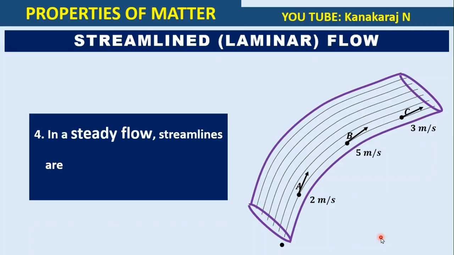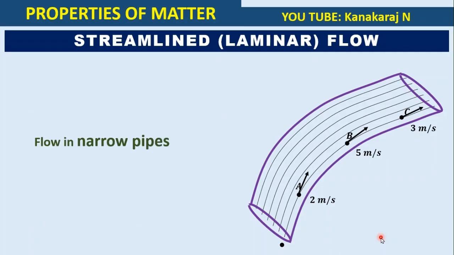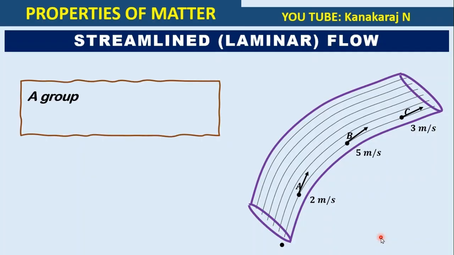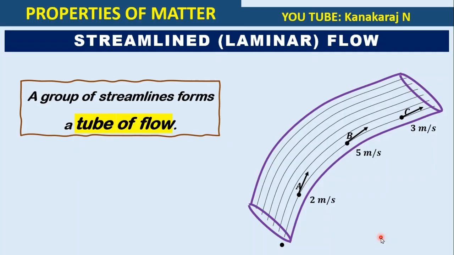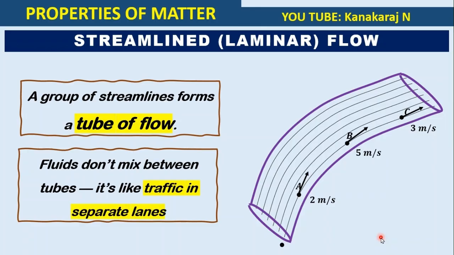4. In a steady flow, streamlines are stationary curves and don't intersect. Flow in narrow pipes at a low velocity is usually streamlined or laminar. A group of streamlines form a tube of flow. Fluids don't mix between tubes. It's like traffic in separate lanes.